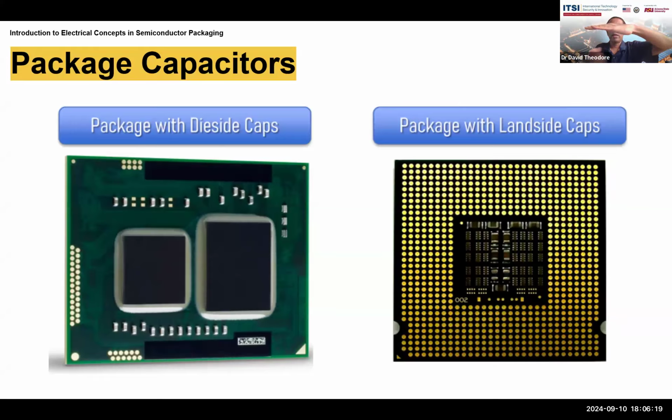But you can also have land side capacitors that are beneath the die. You take the die and you flip it upside down. When you flip it upside down, here are the contact pads or pins or balls of the die. And then here, beneath the die, you're actually adding more capacitors.